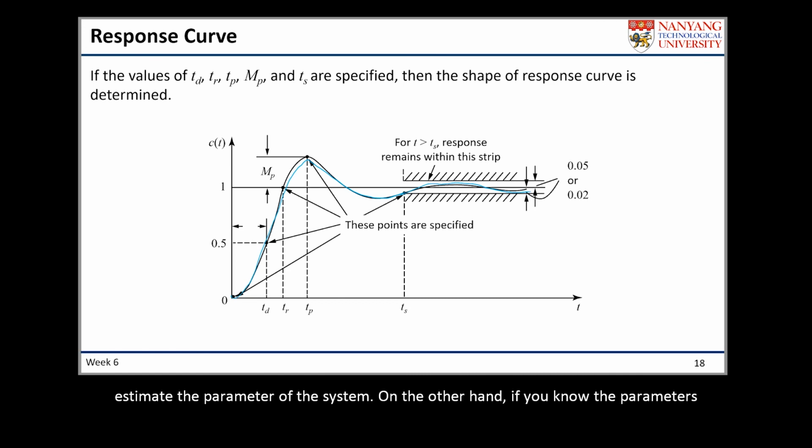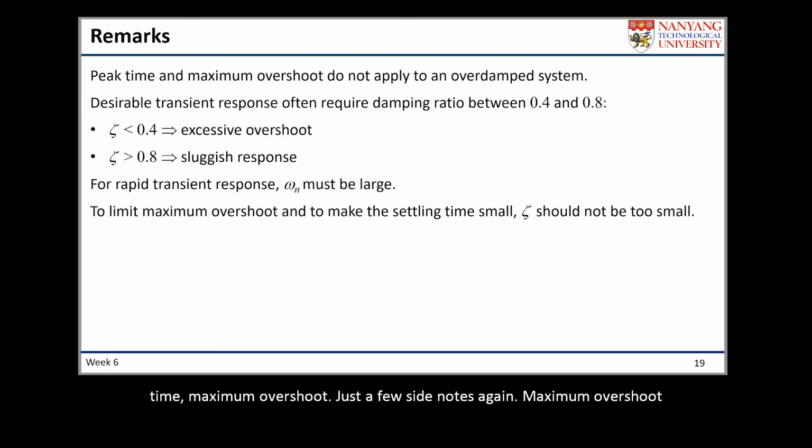On the other hand, if you know the parameters of the system, the zeta and the omega n, and also the DC gain, you should be able to estimate these features. You should be able to estimate the rise time, peak time, settling time, and maximum overshoot. Once you know these features, you should be able to sketch the response, right? Because this step response is fully characterized by these features, by the settling time, peak time, rise time, maximum overshoot. Okay, just a few side notes again.